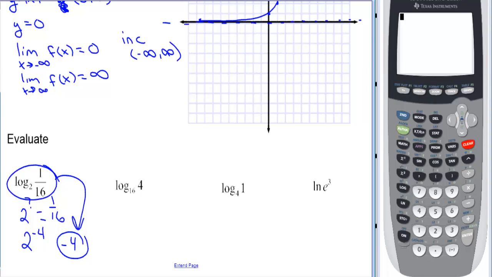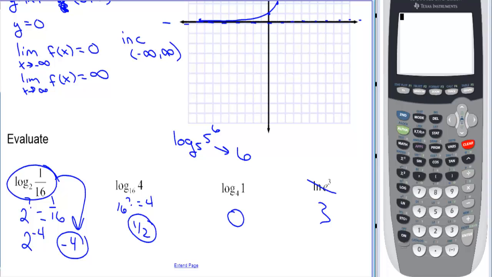Now this says 16 to what power is 4? That's 1/2. The square root of 16 is 4. 4 to the 0 is 1. And then if you take the natural log of e to the 3, those cancel, and the answer is just 3. So if you have log base 5 of 5 to the 6th, that evaluates to just 6, because those bases are going to cancel each other out.